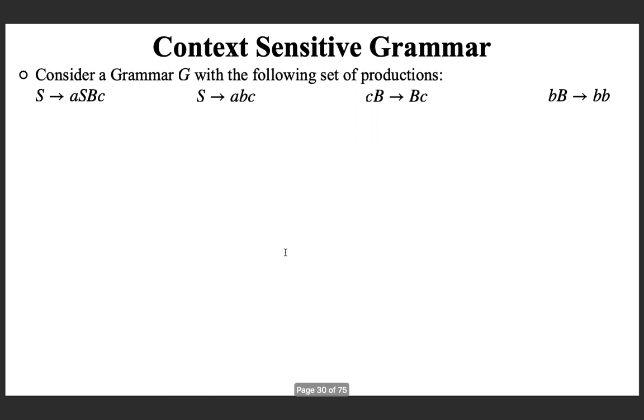Now with that motivation, let us look at the first example context sensitive grammar. Here a grammar is given with 4 productions. You can easily see that it is not a context free grammar, because if you look at the last 2 productions, the LHS is not just a variable. In both these cases, it is a terminal followed by a variable. So definitely not a context free grammar, but it is a context sensitive grammar.